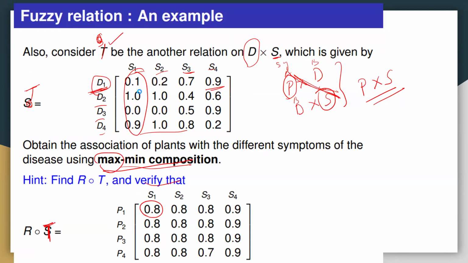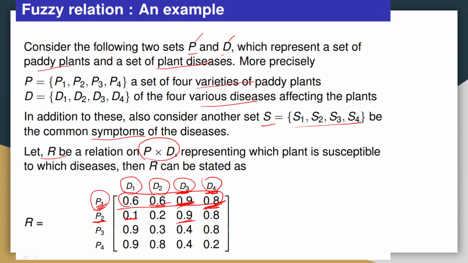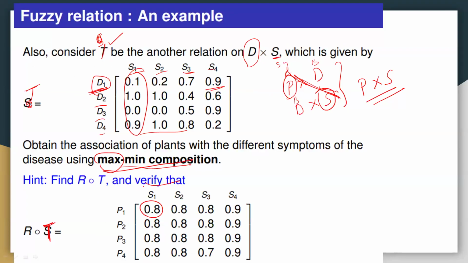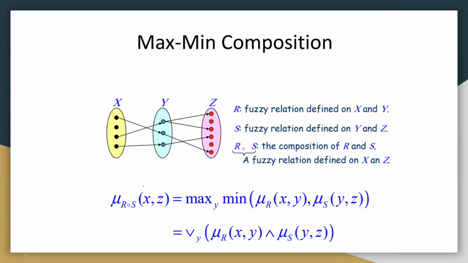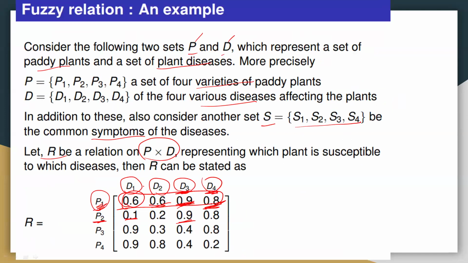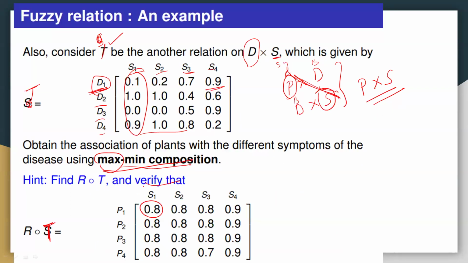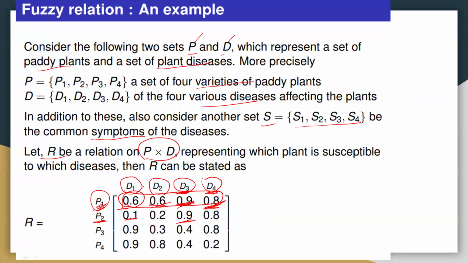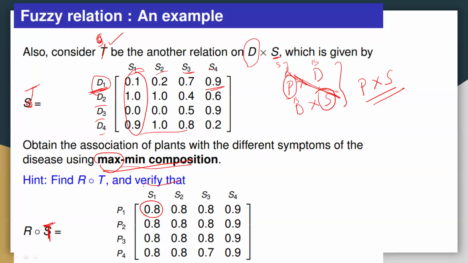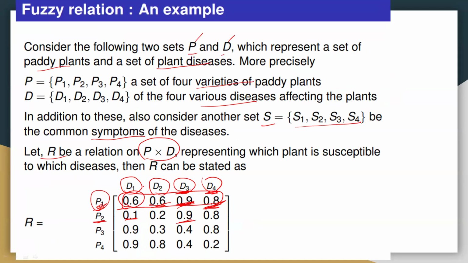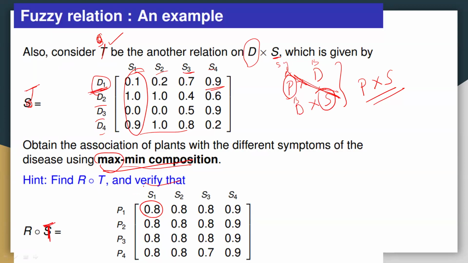I'll repeat again. You have to find the minimum among 0.6 and 0.1, which is 0.1. Then the minimum among 0.6 and 1, which is 0.6. Then the minimum among the third element, 0.9 and 0, which is 0. And then you have 0.8 and 0.9, which is 0.8. Among all of these, the maximum is 0.8. That is how we got this. In the earlier case also, we got the same answer by mistake, but this is the correct procedure.